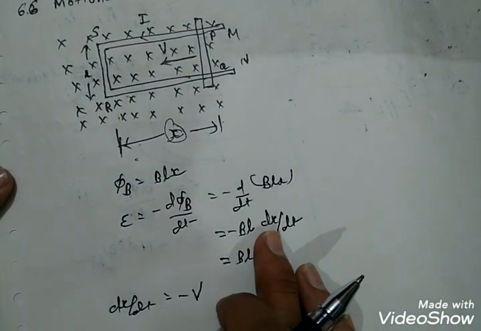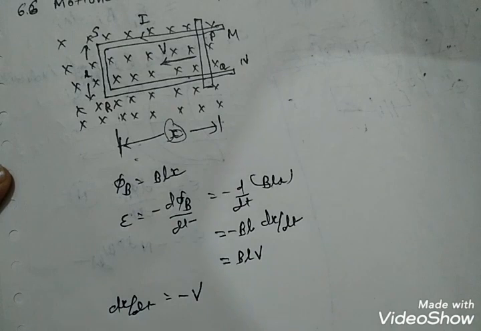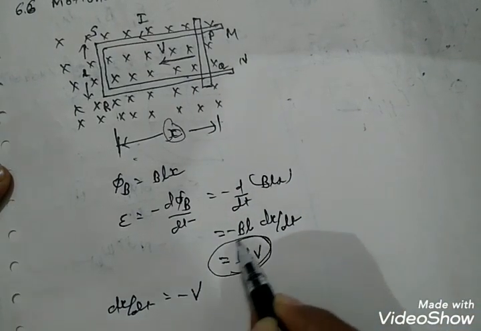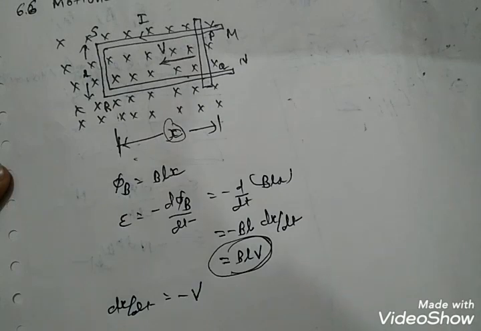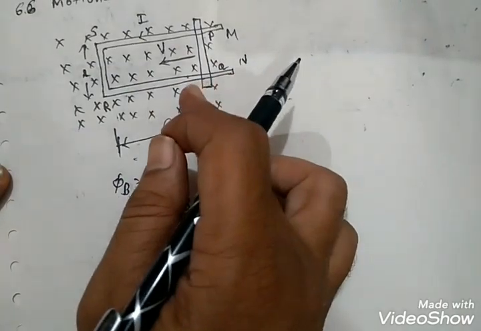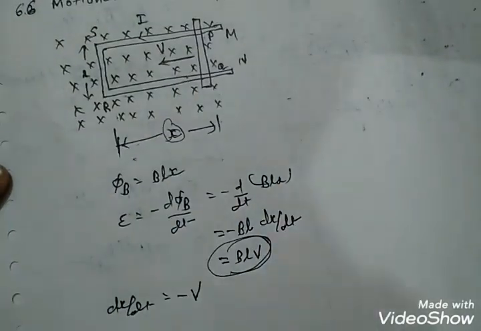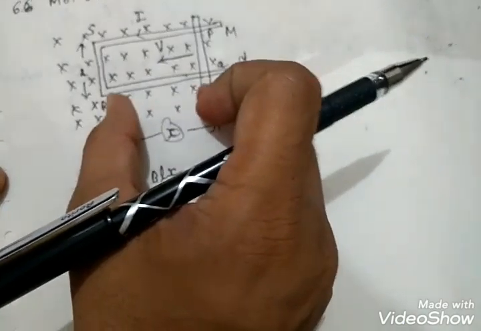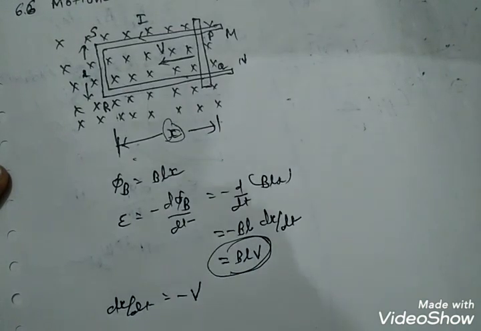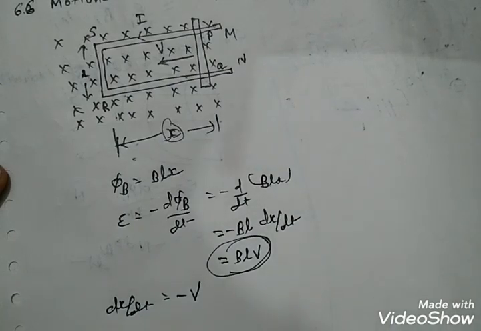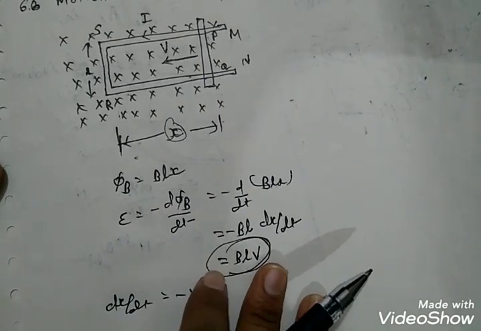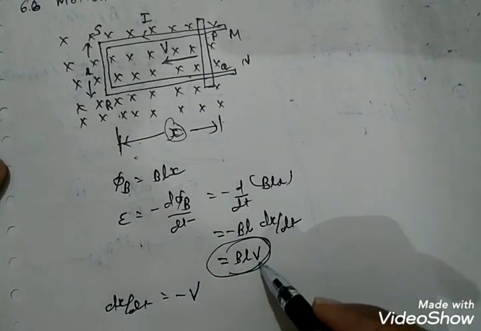The induced EMF BLV is called motional EMF. We are able to produce an induced EMF by moving this conductor instead of varying the magnetic field. The first option is changing this length by moving this conductor, so the surface area changes. The next option is to change the magnetic field, varying the magnetic field.